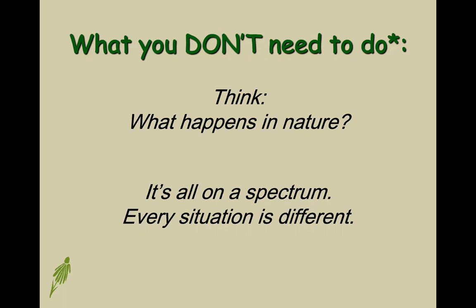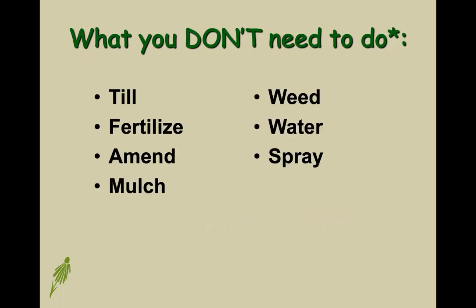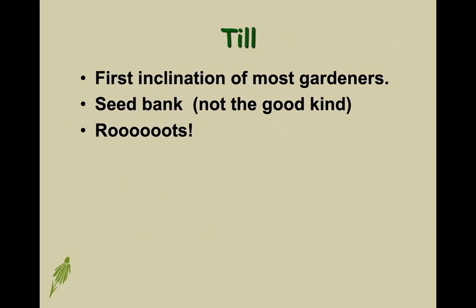So here's the quick list. You don't need to till, fertilize, amend, mulch, weed, water, spray, maintain. Well, sort of. Tilling. The first thing many people think is, okay, I'm gonna get a good garden bed. I'm gonna start planting some natives for the pollinators, and it's gonna be great and awesome. So the first thing we're gonna do is go out and till up a bed. Well, you could be just setting yourself up for a whole lot of problems.